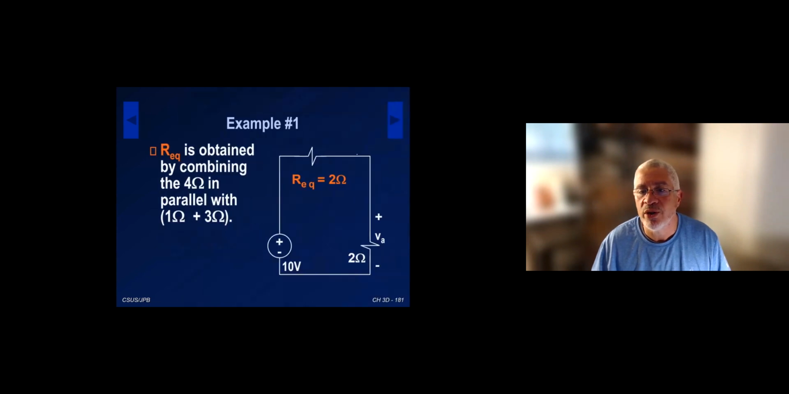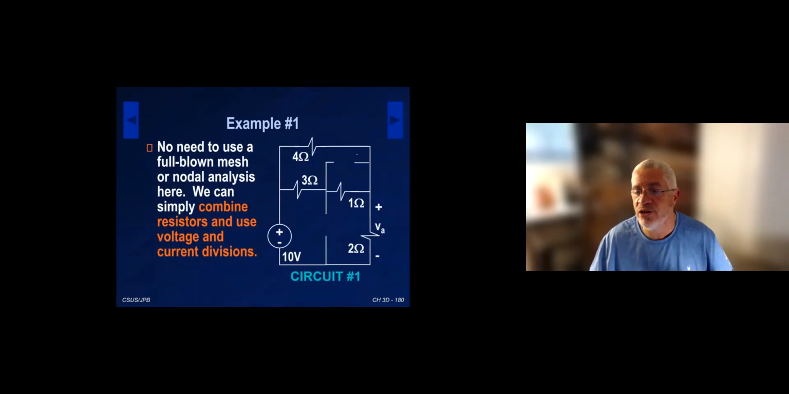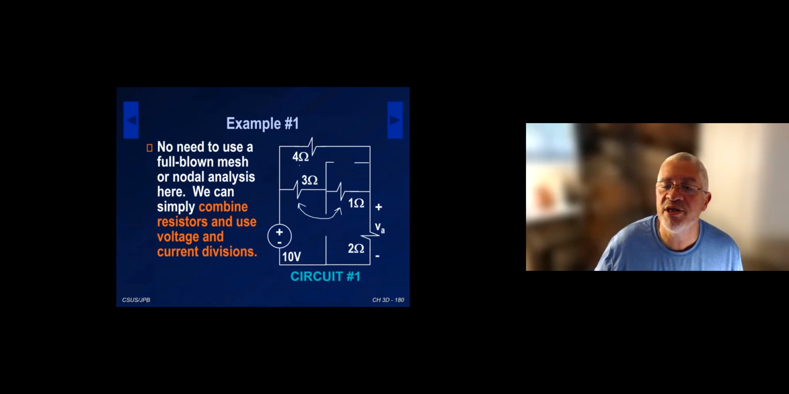All right. So here, just to make the problem simpler, I can realize that these two are in series, and the combination is in parallel with the 4 ohms. So I end up with 4 ohms in parallel with 4 ohms. That gives me 2 ohms. And then I can easily apply voltage division to get VA after that.